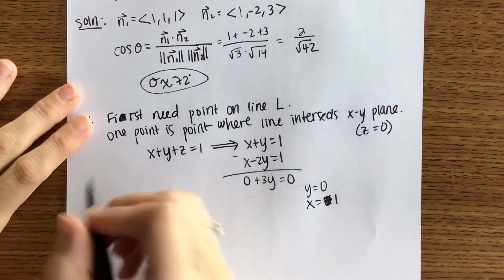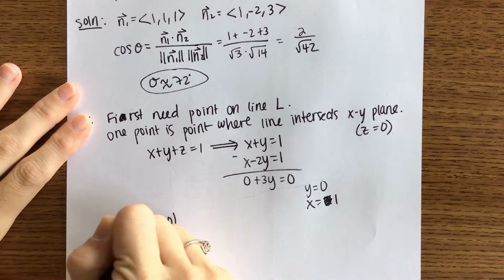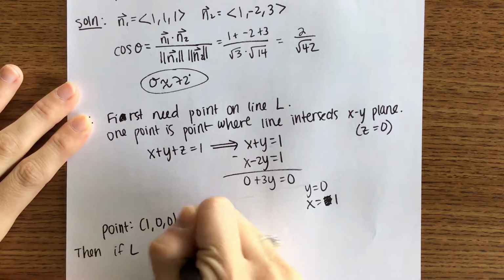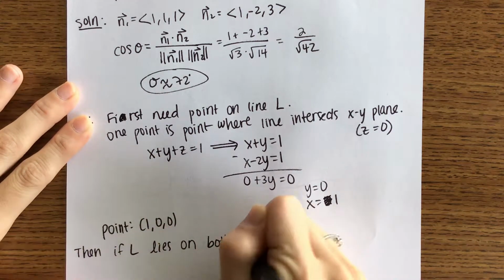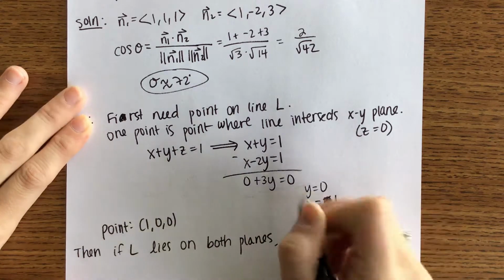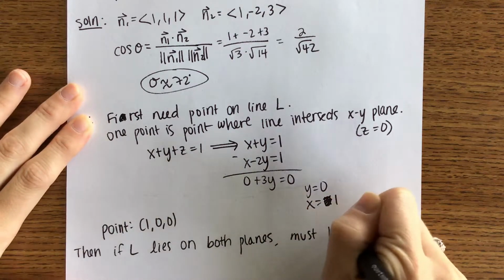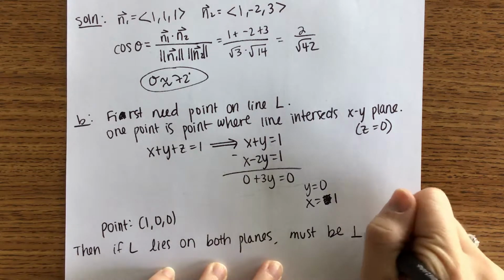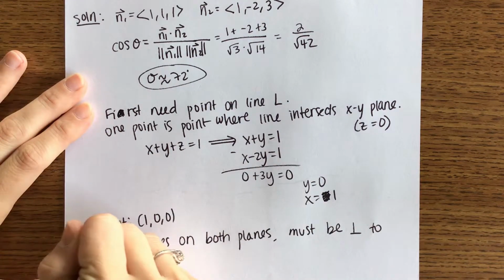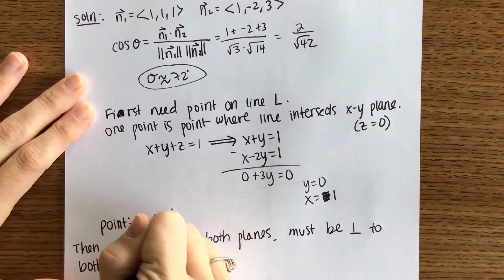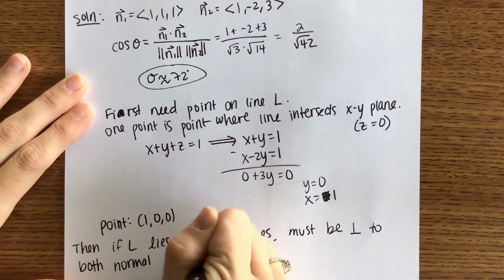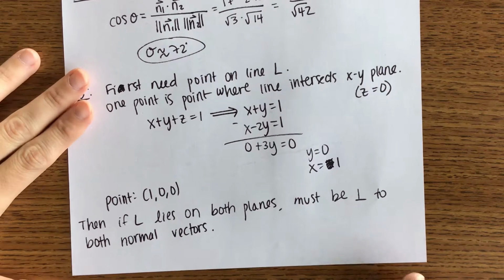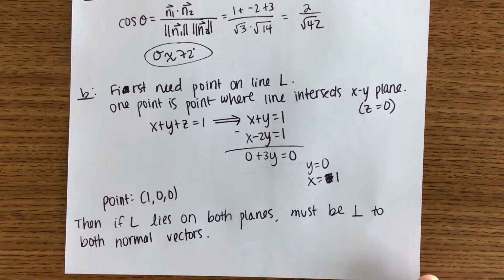Okay, next thing we need is that parallel vector. So if that line L lies on both planes, it must be perpendicular to both normal vectors. So the n1 and n2. Does that make sense? If the line lies in the first plane, it's going to be perpendicular to the first normal vector. If it lies in the second plane, it'll be perpendicular to the second normal vector.